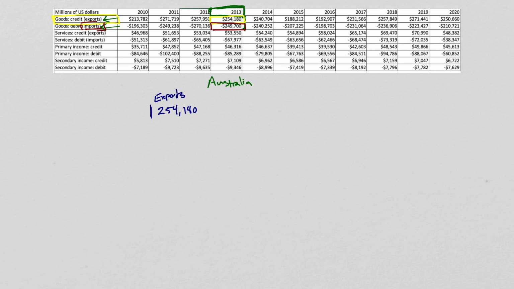So exports here, take the absolute value of that minus the imports, which is 249.7, and the absolute value of that. And the net that you get is a negative 4,480. And so you can see that the imports are bigger than the exports. And what that means is that this is a trade deficit. A trade deficit, at least in terms of goods, which means that they're importing more stuff than they are exporting.